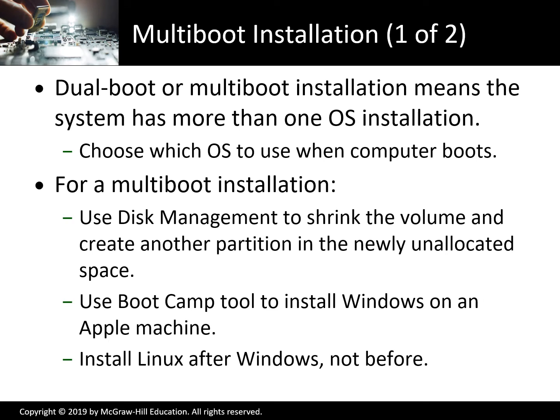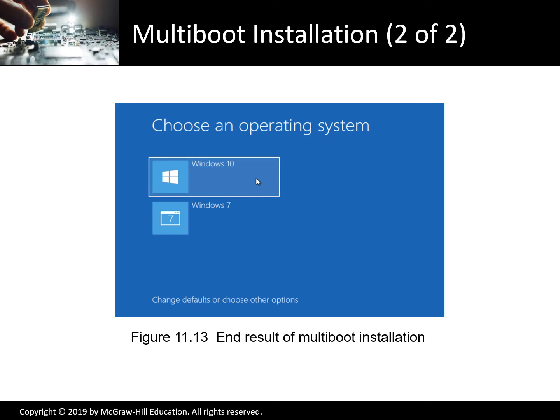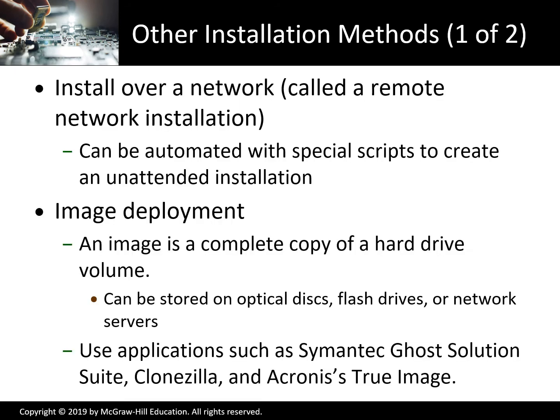Now, dual boot or multi-boot installations mean that you've got more than one operating system. What will happen then, you choose which one you want to have booted. For a multi-boot installation, it will basically use some tools that are easily available, and then it will let you choose which one you want to boot from. There we go, Windows 10, Windows 7, you could have Ubuntu, Linux, etc.